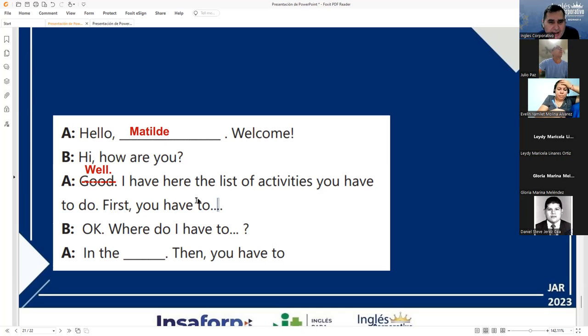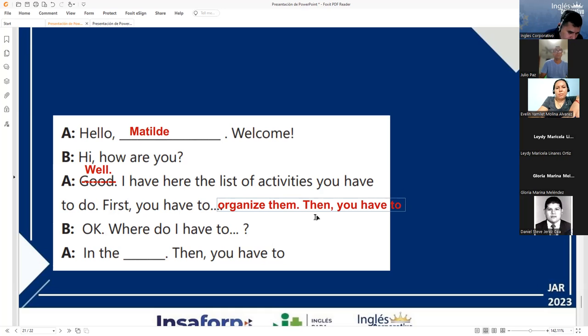What do we write here? I have the list of activities you have to do. First, you have to, what do you want to write? Organize the activities. Okay, excellent. First, you have to organize them because we mentioned activities already. So first you have to organize. Then, yes, you have to call customers, right? You have to call customers.